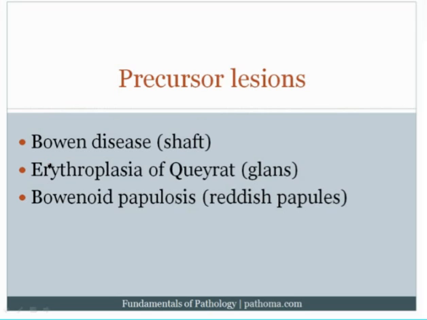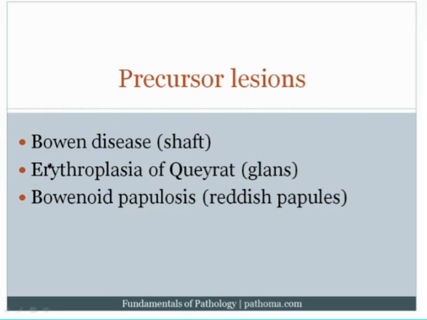Erythroplasia of Queyrat. This is where the patient has in situ carcinoma, but instead of presenting as leukoplakia, it presents as erythroplakia, hence the term erythroplasia. And this would be present on the glans of the penis. Again, it's a precursor lesion to squamous cell carcinoma of the penis.